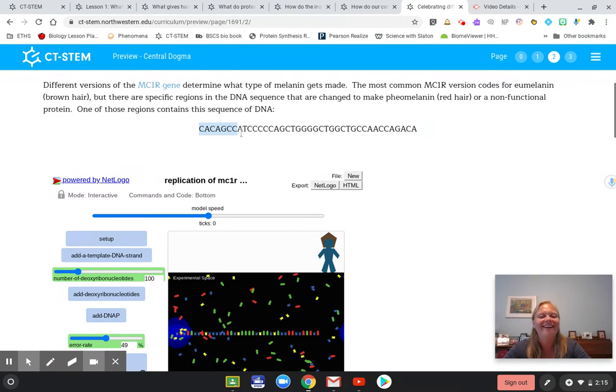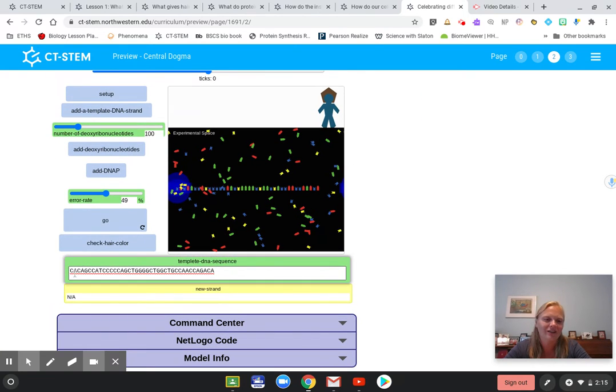So this version of it, it's already here, this version of it would code for brown hair. But there are some specific nucleotides represented in this sequence that, when mutated in real people, would lead to red hair. So this is a similar model to what we saw before with our replication and transcription model.